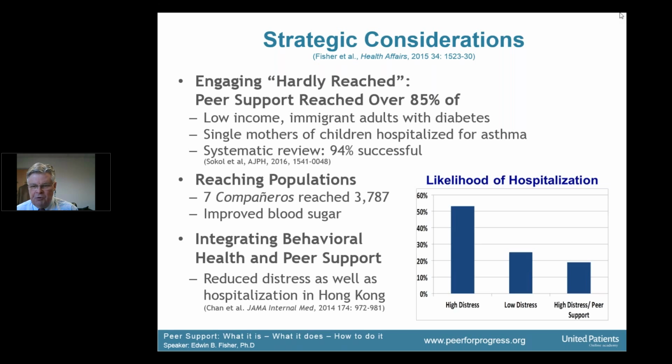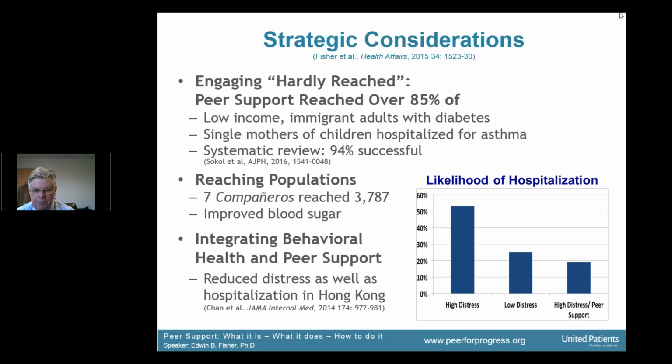Among low-income immigrant adults with diabetes in Chicago here in the United States, among single unmarried mothers of children hospitalized for asthma in a major city in the United States. In a systematic review we published last year, 94% of peer support programs were successful with hardly reached populations. So reaching those we tend to have trouble reaching is really an important advantage of peer support.